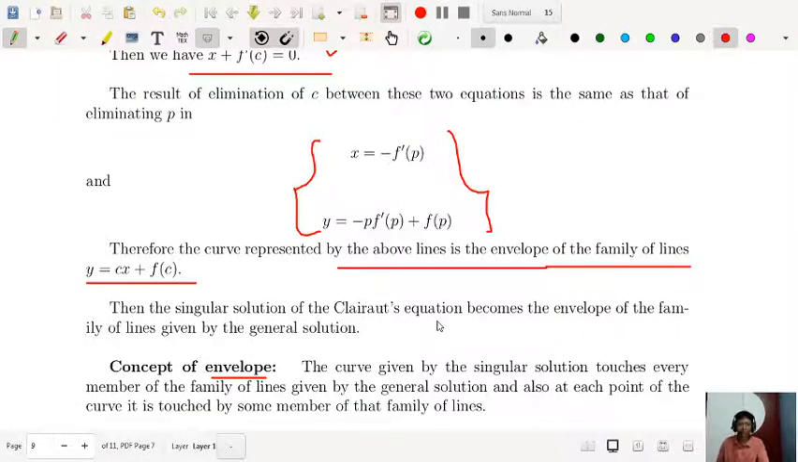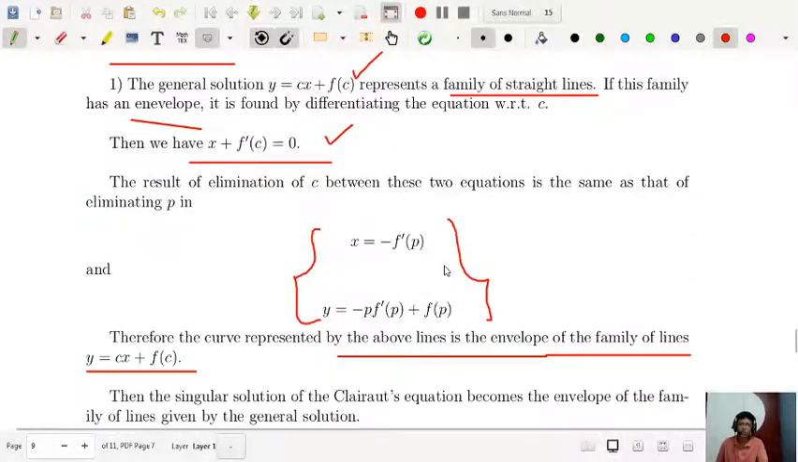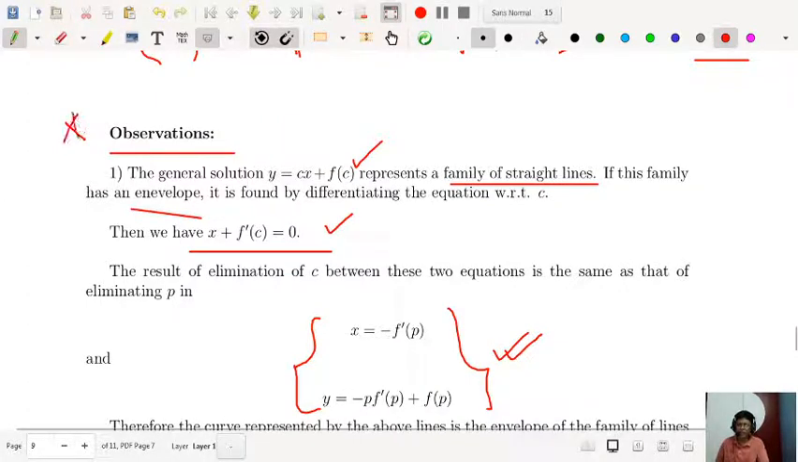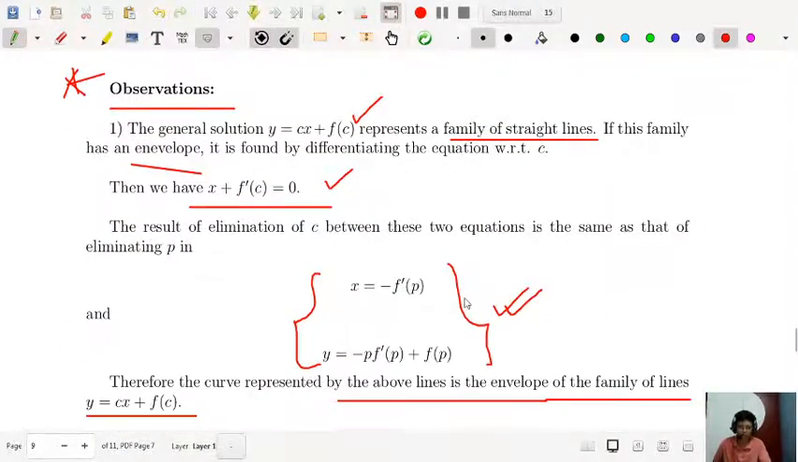Okay, clear? So we can get the envelope by eliminating c from these two equations, or by eliminating p from these two equations, and that envelope is the singular solution. Then the singular solution of the Clairaut's equation becomes the envelope of the family of lines given by the general solution. So that is the very, very important observation. And you know that singular solutions can be obtained by p discriminant, c discriminant. We will talk in the next video about that. But this is the concept of Clairaut's geometrical significance and important observations.